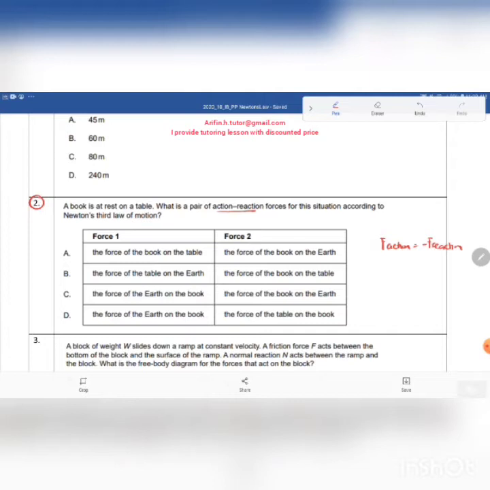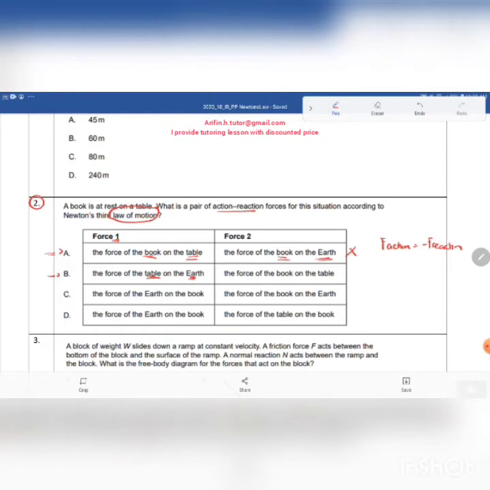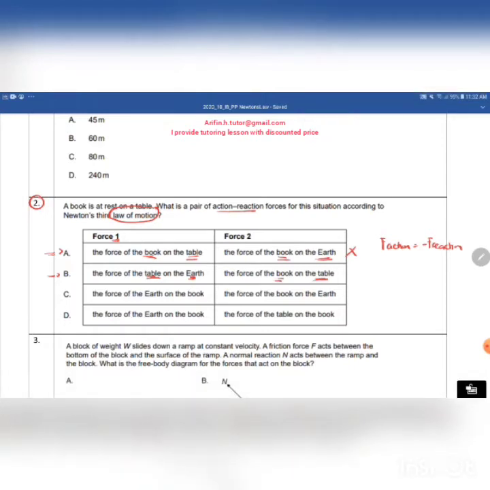Now just take a look here. For Newton's third law, actually the forces should work on the same pair of objects. Just take a look at the first one. Option A, this is between book and table, and this is between book and earth. So this is wrong. For the second option, this is table and earth, and then this is book and table. Different objects, so this is wrong again.